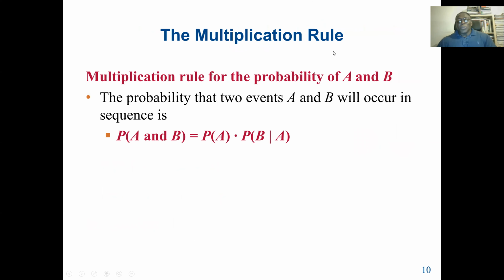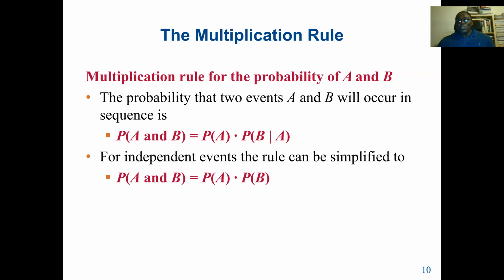Next, we go to the multiplication rule. The multiplication rule for the probability of A and B. Some textbooks use the term intersection. Multiplication rule means when 2 events occur at the same time. So the probability that 2 events A and B will occur in sequence is probability of A and B, which is equal to probability of A times probability of B given A.